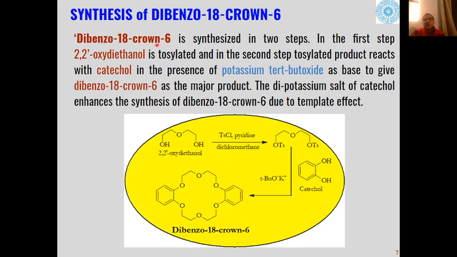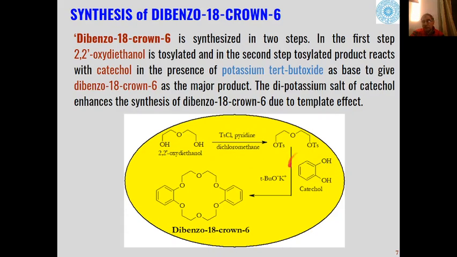Then dibenzo-18-crown-6 is very important and used in many applications in analytical chemistry, and this is synthesized in 2 steps. First, 2,2-oxydiethanol is reacted with tosyl chloride. This will react with the hydroxyl functional group, and with the removal of HCl, the hydroxyl group will be converted into a tosylate group in the first step.